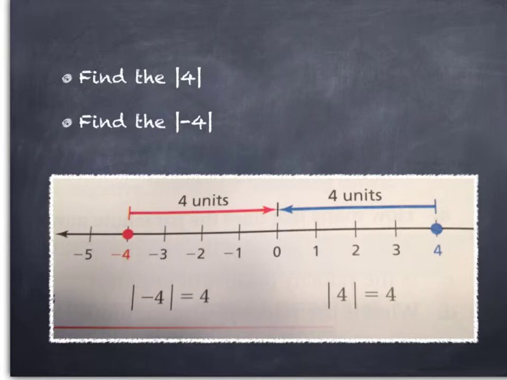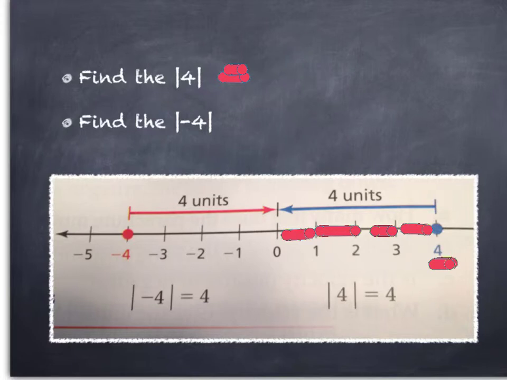We do a practice problem. This is again showing you how absolute value is always positive. So to find the absolute value of 4, we're going to locate 4 on the number line and count how many units it is away from 0. 1, 2, 3, 4. Absolute value of +4 is 4.